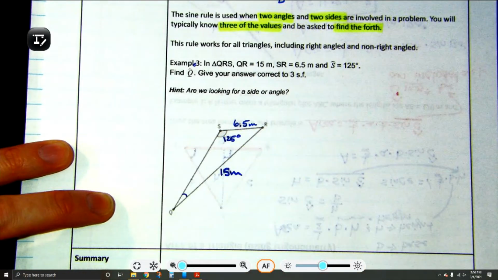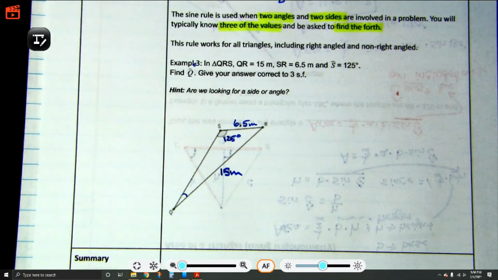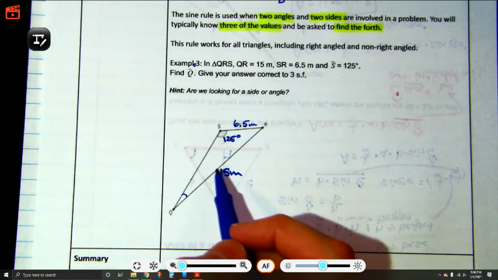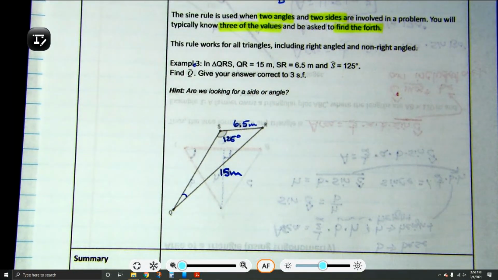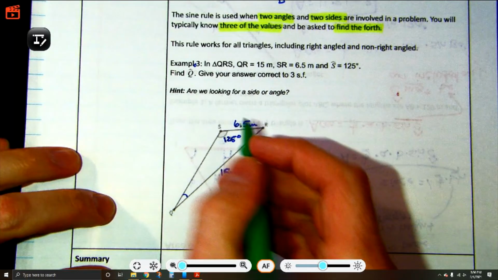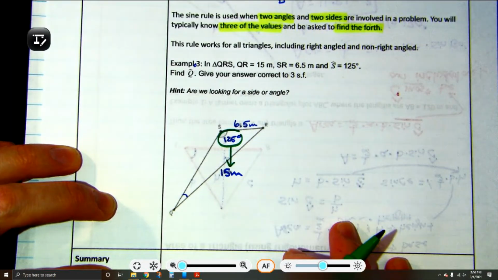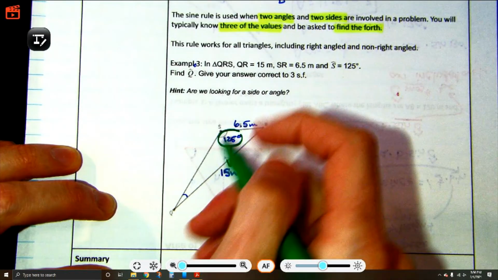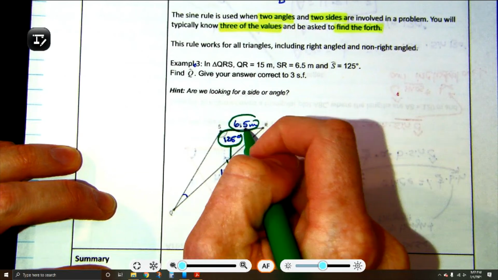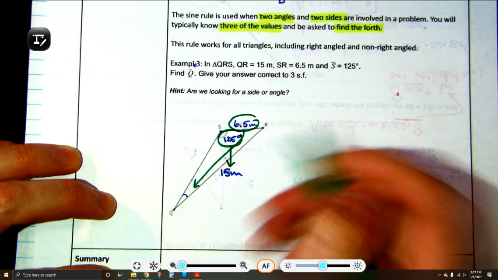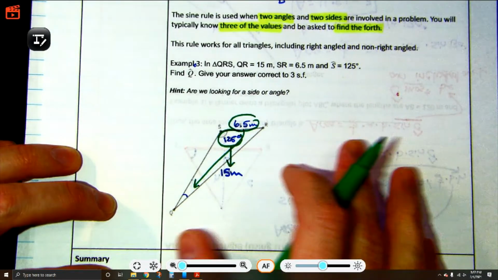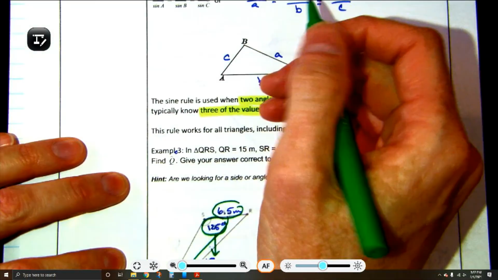So hint, are we looking for a side, or are we looking for an angle? Well, I've been given 2 sides, and it looks like I need to find an angle. So notice I have an angle and the side across from it. Okay. And I have a side, and I'm looking for the angle across from that. Now, why do I care about it being across? Because remember, the law of sines, or the sine rule, deals with angles and sides across from each other.